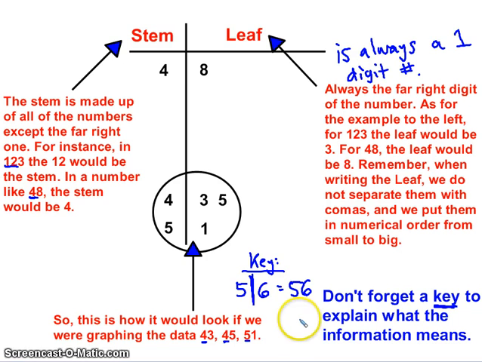Okay, so our stem could be a single-digit number, or it could be bigger. Okay, but the leaf is always a one-digit number. There's always only one number at a time in the leaf.